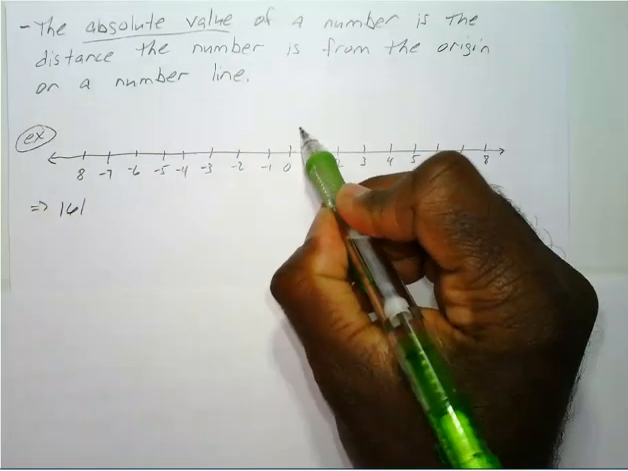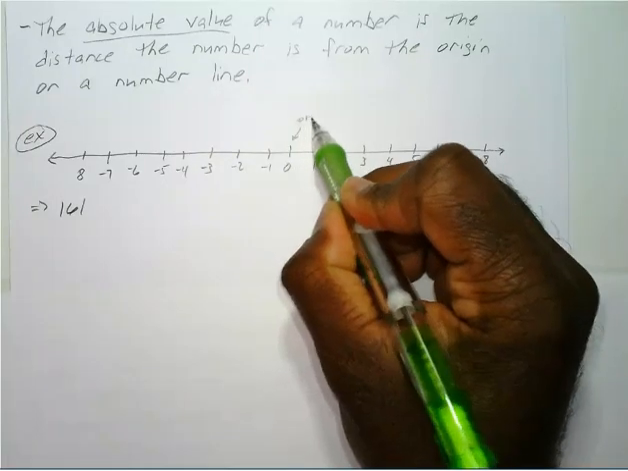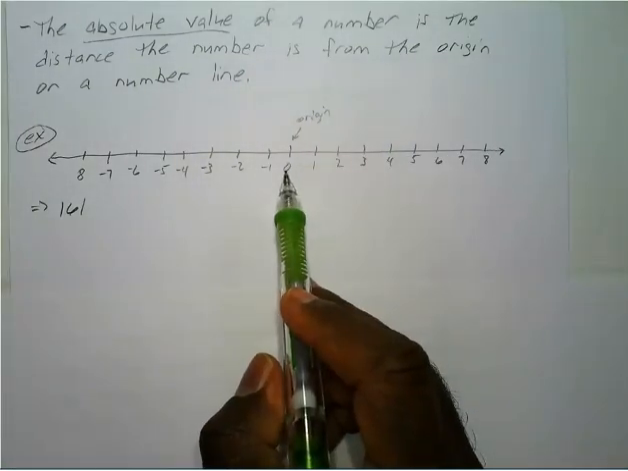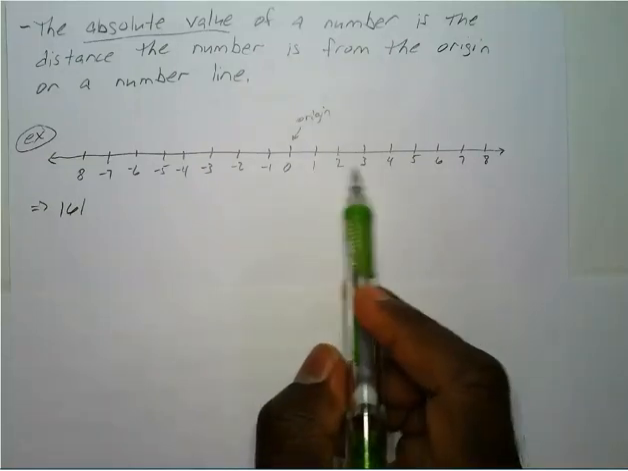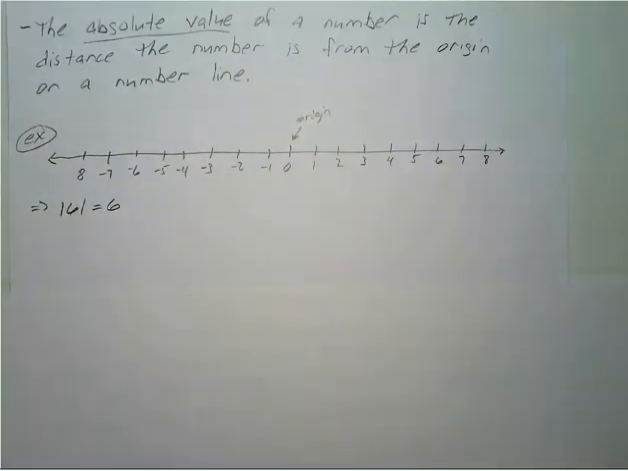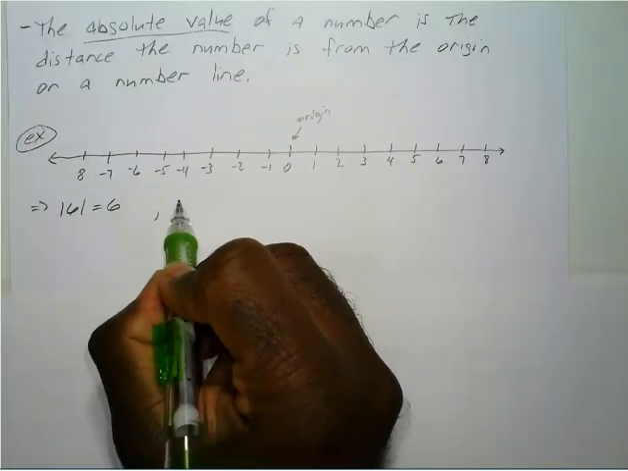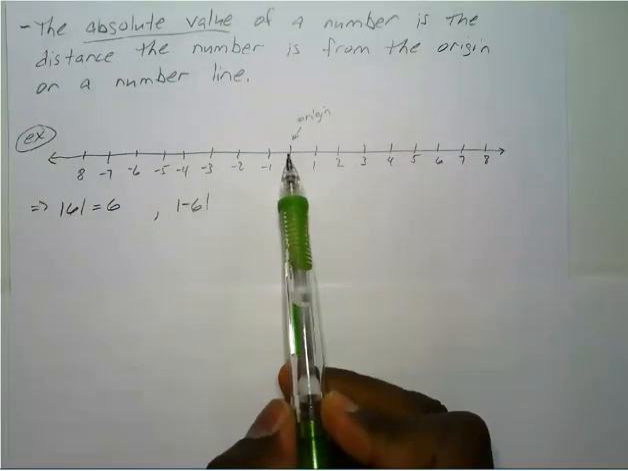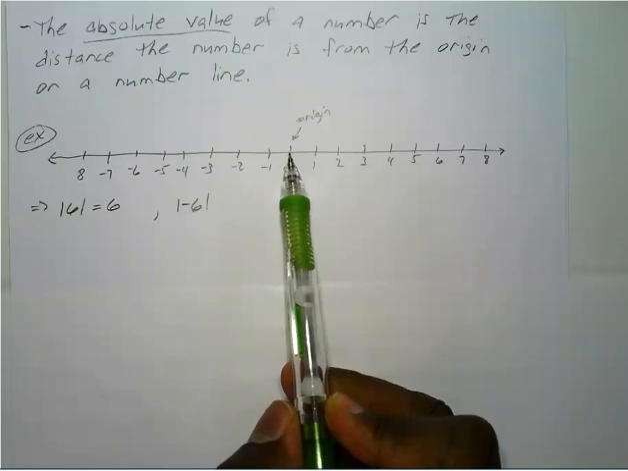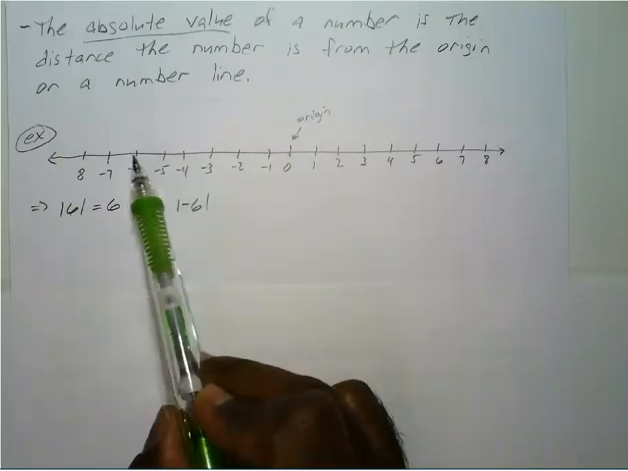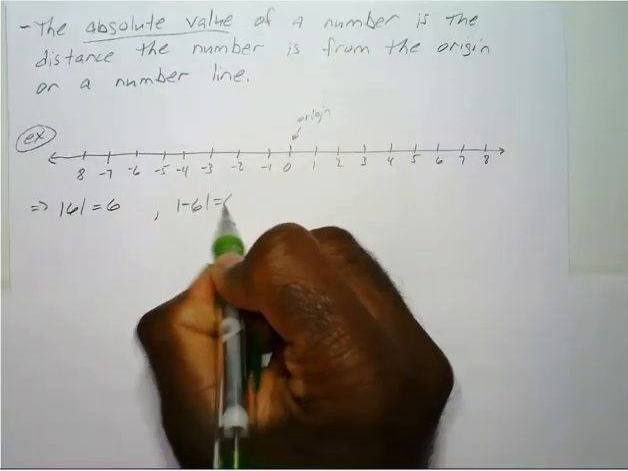Okay, so if we start at our origin, remember that's our origin, how far is 6 away from the origin? 1, 2, 3, 4, 5, 6. So the absolute value of 6 is equal to 6. Okay, what about the absolute value of -6? Well, if we start at our origin, the distance from the origin to -6 is 1, 2, 3, 4, 5, 6. It's 6.